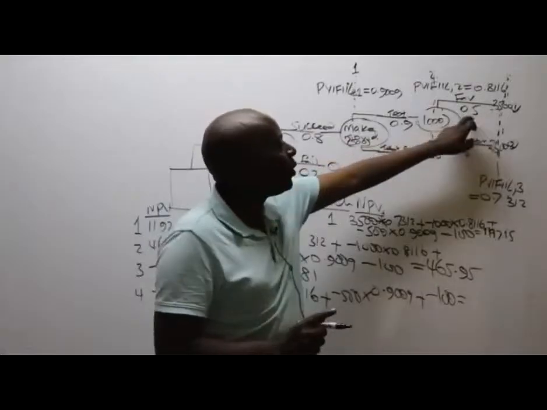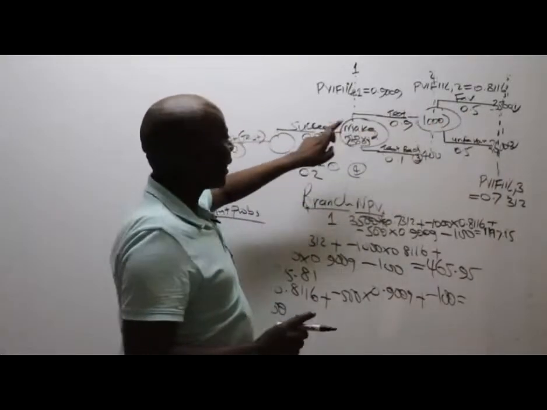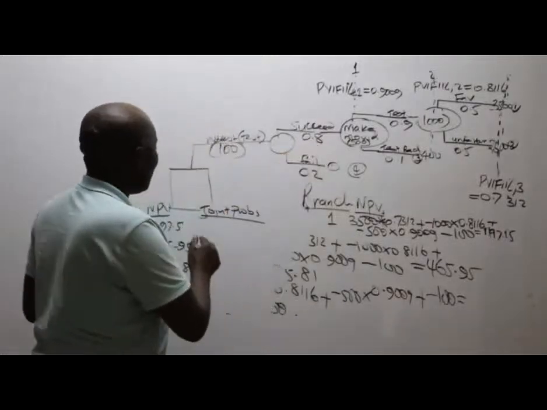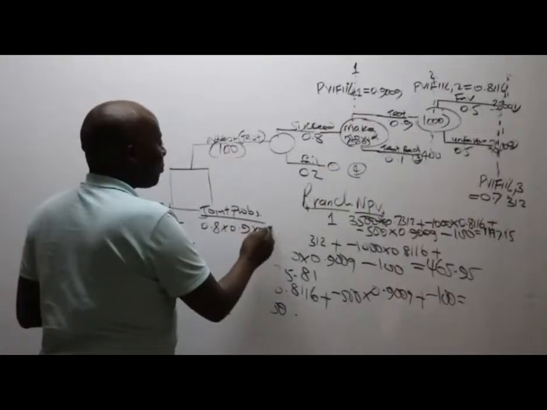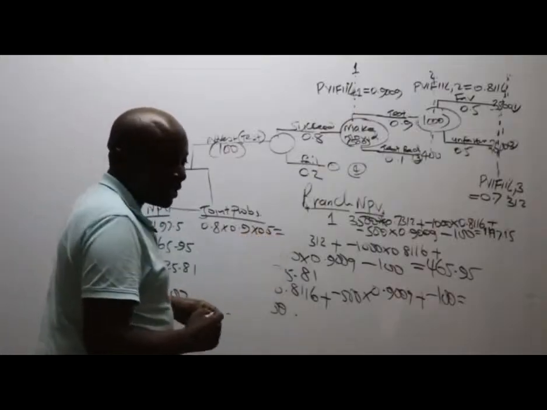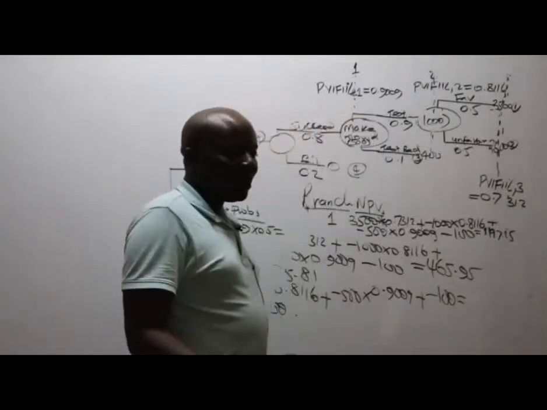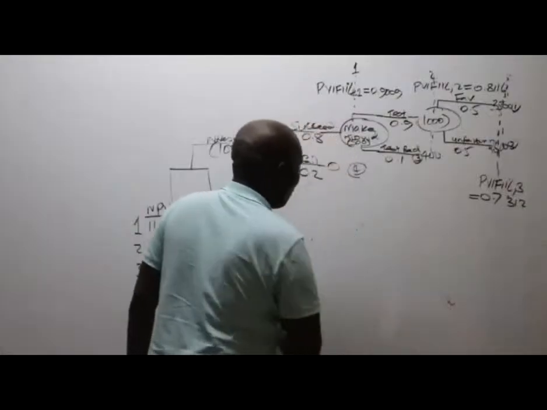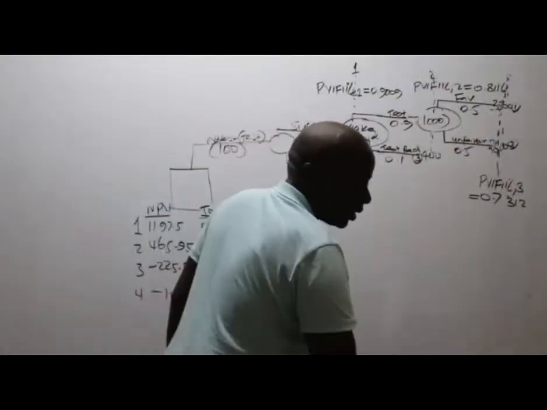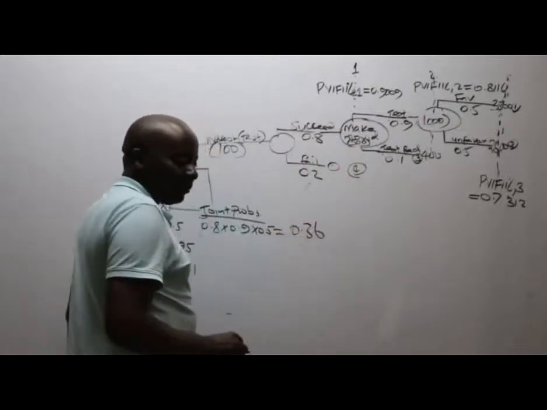So for road number 1, I can see 0.5, I can see 0.9, I can see 0.8. So the probabilities here will be 0.8 times 0.9 times 0.5. Is there somebody who can give me the answer here for the joint probability for the first road? Liz tells me this is 0.36. Is that true? Thank you very much.